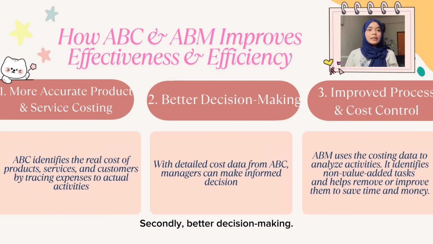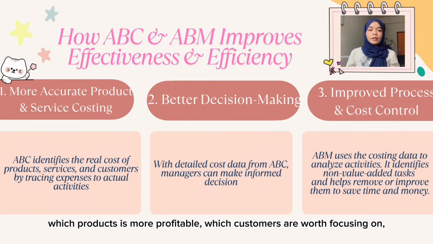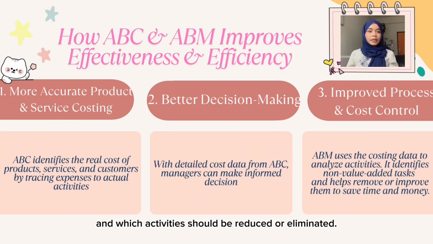Secondly, better decision making. ABC and ABM help in decision making. Why? This is because with accurate data, managers can decide which products are more profitable, which customers are worth focusing on, and which activities should be reduced or eliminated. For the third one, ABC and ABM help improve process and cost control. ABM identifies which tasks add value and which don't.